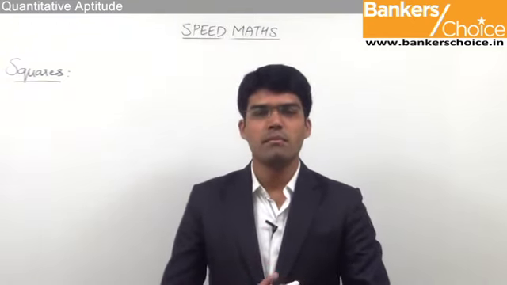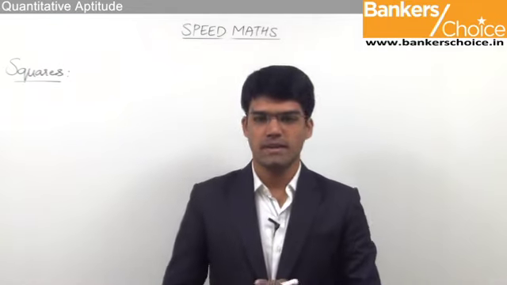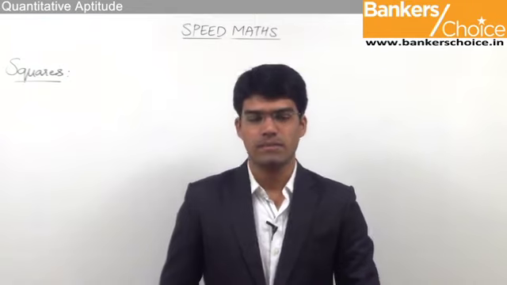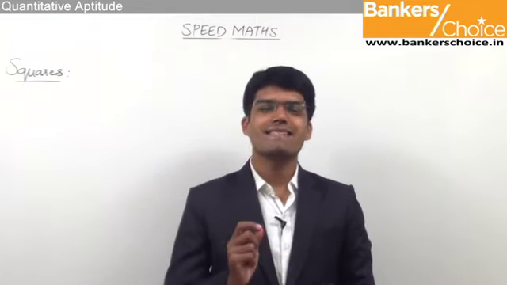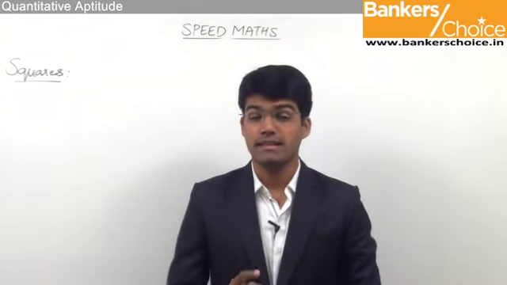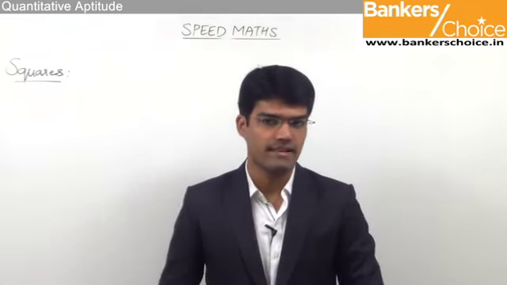Assuming that you all remember what are 1 to 30 squares perfectly, let us now see how to find out squares beyond 30. For example, what is 63 square? Can you tell me the answer without writing anything on paper? And the time given to you is just 2 to 3 seconds.